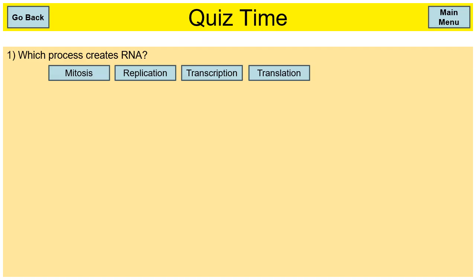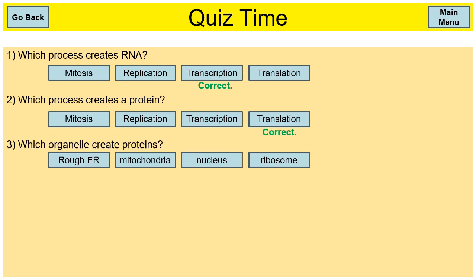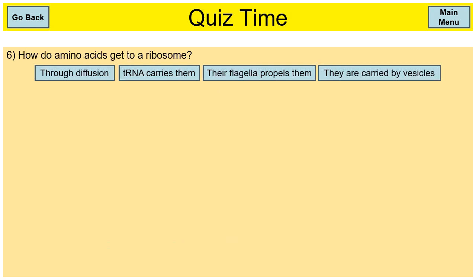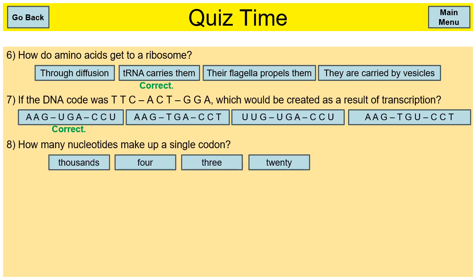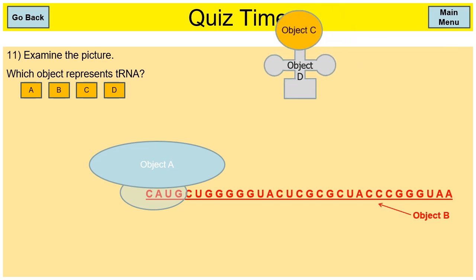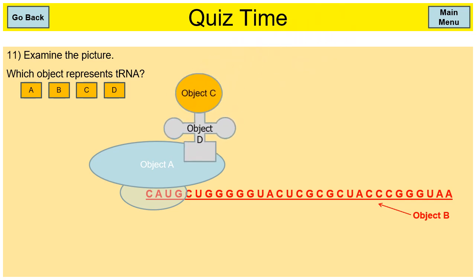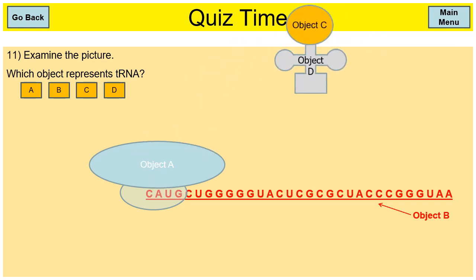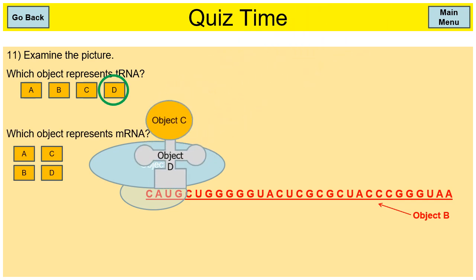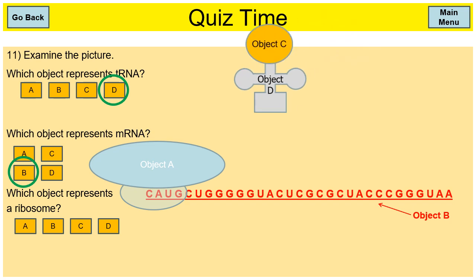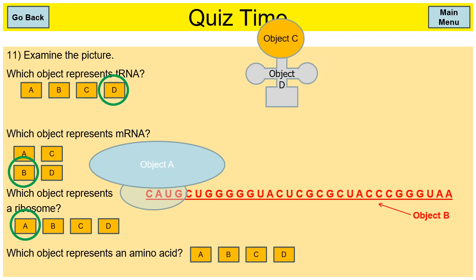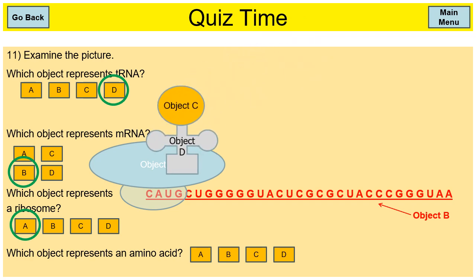Ultimately, there's a little quiz at the end. In this question, what are objects A, B, C, and D? Which object represents tRNA? That's object D. Which object represents mRNA? Object B. What represents the ribosome? Object A. What represents amino acids? The amino acid. That's C.